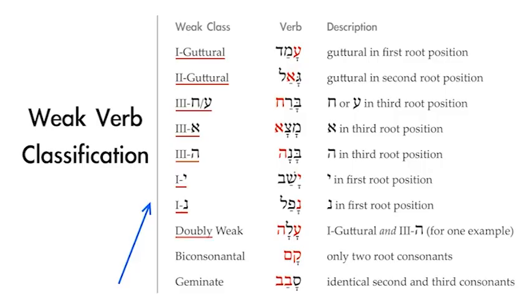Some verbs are doubly weak. That means they'll have more than one weak root feature. In the example Allah, it's both one guttural and third hey. Biconsonantal verbs will have only 2 root consonants, not 3. And geminate verbs will have the second and third root consonant being identical. This is the system of weak verbal roots in Hebrew. And again, you don't have to memorize this system now, but it's fairly easy to identify and place these Roman numerals in the right spot.